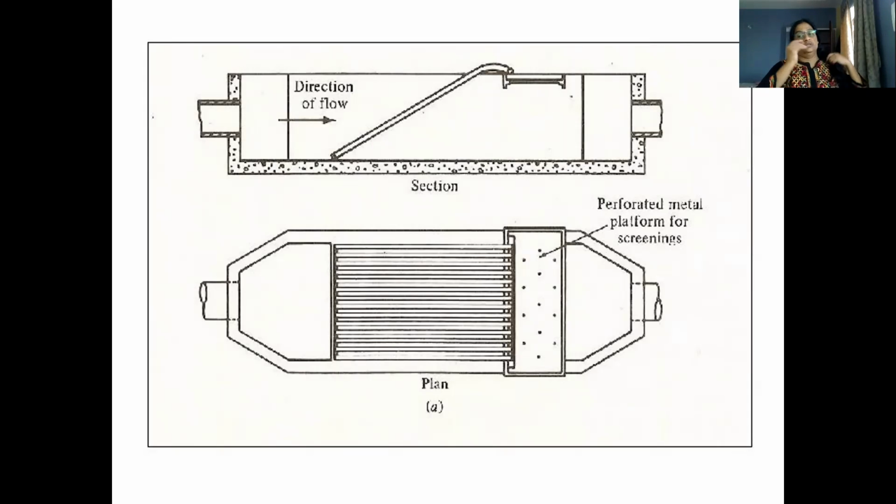So this is the first unit operation where we are removing the larger size particles or floating material from the wastewater to avoid further blockages. Usually it is also provided before the pumping.